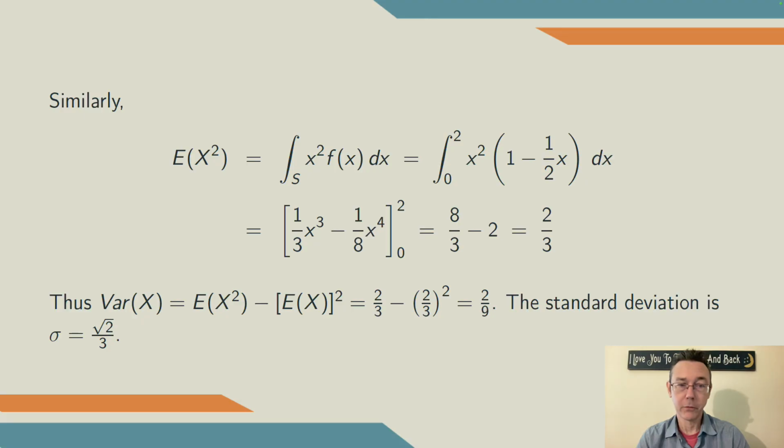Similarly, we calculate the expected value of x squared by integrating from 0 to 2 x squared f of x dx. We do out that arithmetic, we once again get 2/3. It's a little bit of a coincidence that the expected value of x squared and the expected value of x are the same in this case. Plugging into that variance formula, the expected value of x squared minus the expected value of x quantity squared, we're doing 2/3 minus 4/9. Overall, that's 2/9. So the standard deviation of this random variable is the square root of 2 over 3.